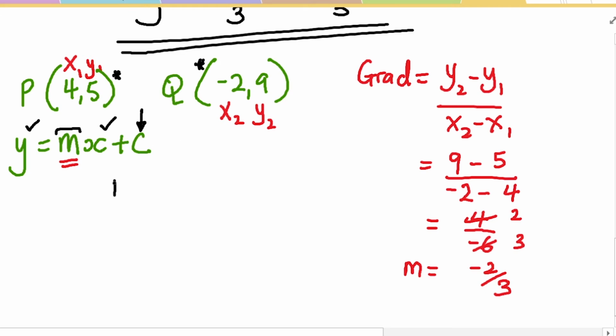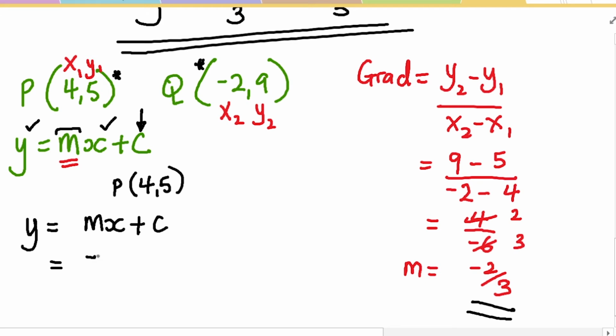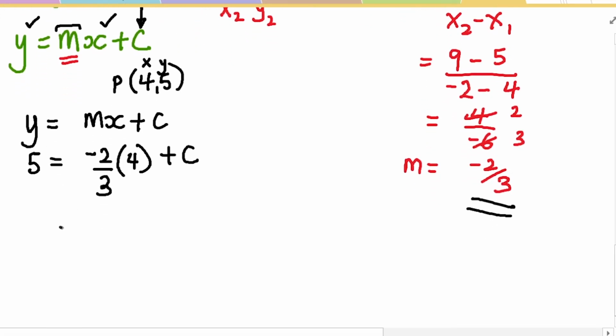So let's get point P, which is 4, 5, and substitute it there. We know that y is equal to mx plus c. So this is going to become our value of m, which is the gradient we got as negative 2 over 3, times x. Now this is our value of x, which is 4, and our value of y, which is 5, plus c. So from here, let's find the value of c. It's going to become negative 2 times 4, which is negative 8 over 3, plus c is going to give us 5.